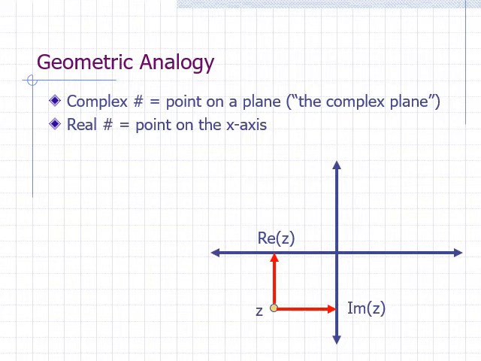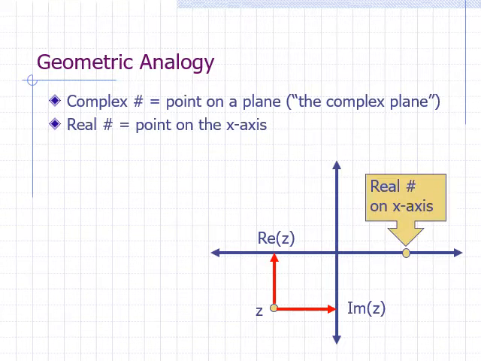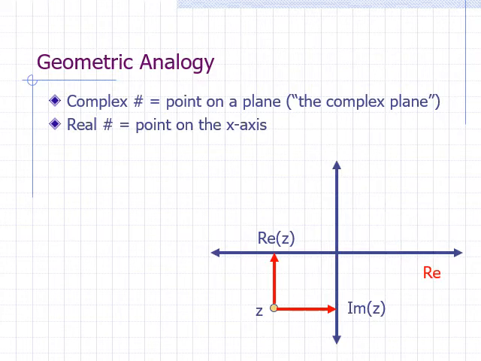If you have a point that is on the x-axis, then its y-coordinate is 0, so its imaginary part is 0, and we say that this point represents a real number. For the complex plane, we refer to the x or horizontal axis as the real axis and label it with Re instead of x, and we refer to the vertical or y-axis as the imaginary axis and label it with Im instead of y.